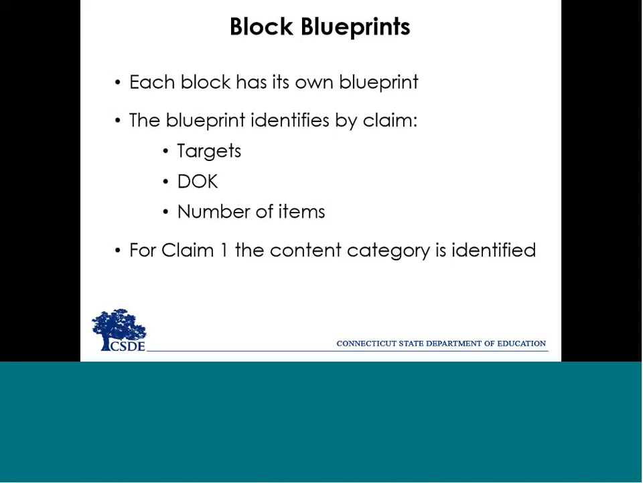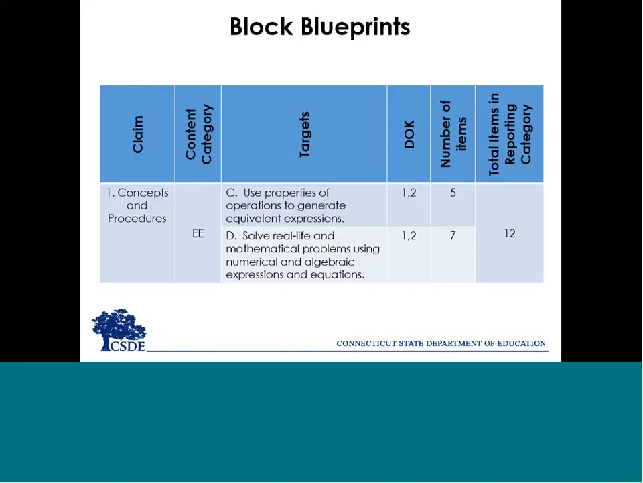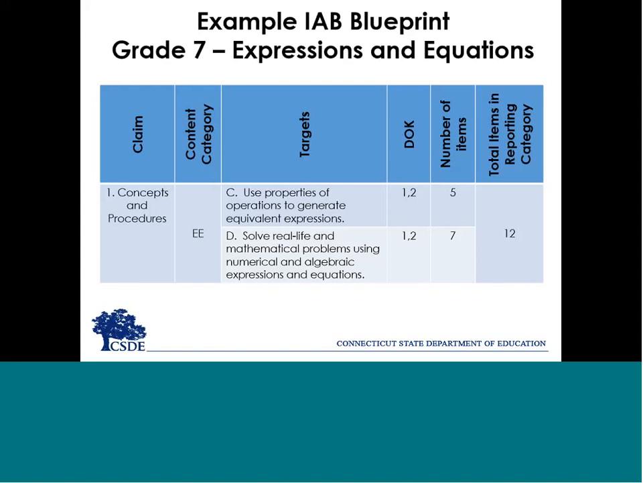When deciding on which blocks to give and when to give them, it may be helpful to become familiar with the blueprint of the block. Each block has its own blueprint, and each provides a variety of useful information. This is an example of the Claim 1 portion of the blueprint for the grade 7 block on expressions and equations. You will notice that the targets assessed are identified along with the number of items related to each target.